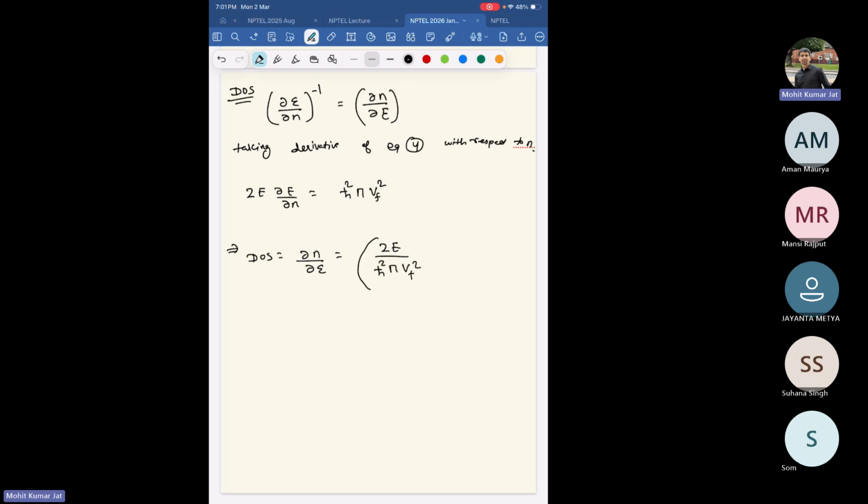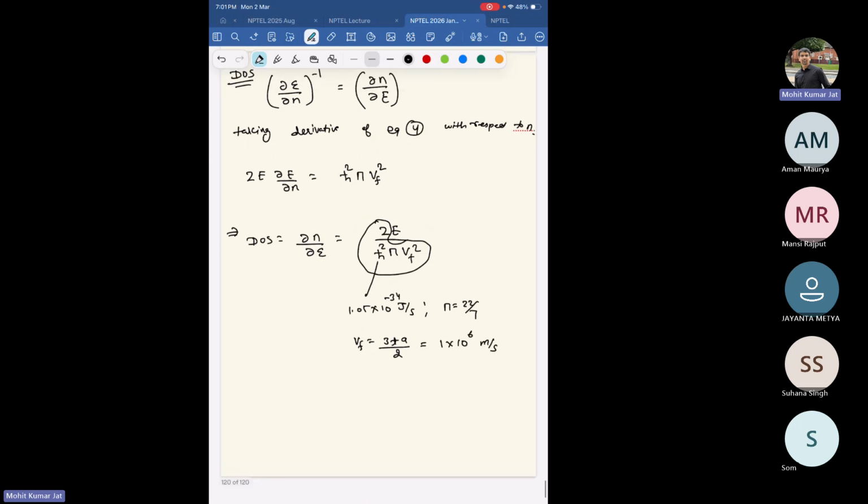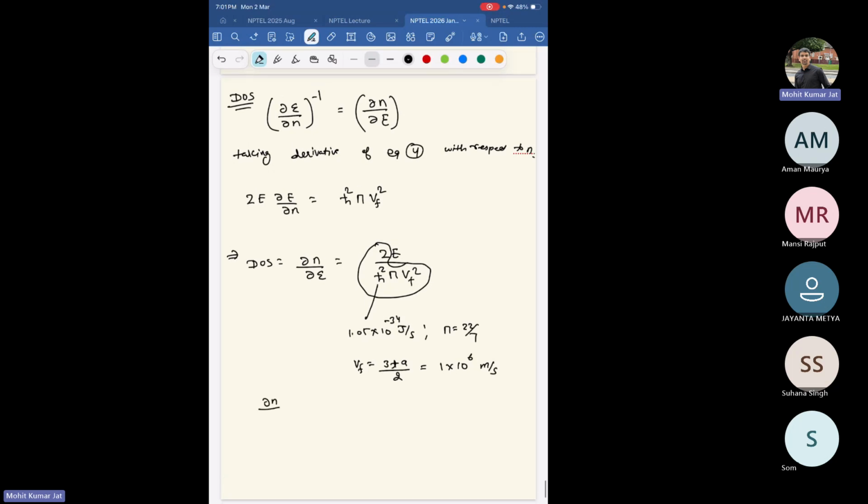So h bar is constant, that is 1.05 into 10 power minus 34 joule second. Pi we know is constant, 22 by 7. Vf for graphene is also constant, which is equal to 3 times the hopping parameter times interatomic distance by 2, which turns out to be, I think, 1 into 10 power 6 meter per second. And so del N by del E is proportional to energy.